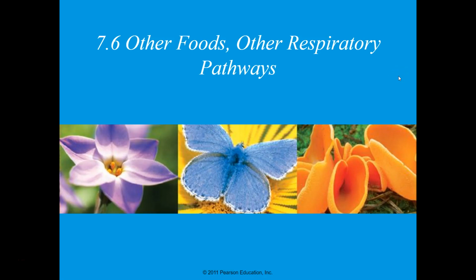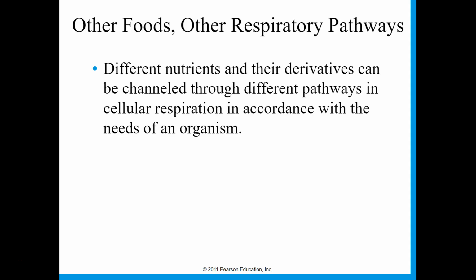So this should be a short one, but I didn't think it was appropriate to include this with the electron transport chain. This is just the end of the chapter, which talks about the fates of things other than just pure glucose. Different nutrients and their derivatives can be channeled through different pathways in accordance with the need of an organism.